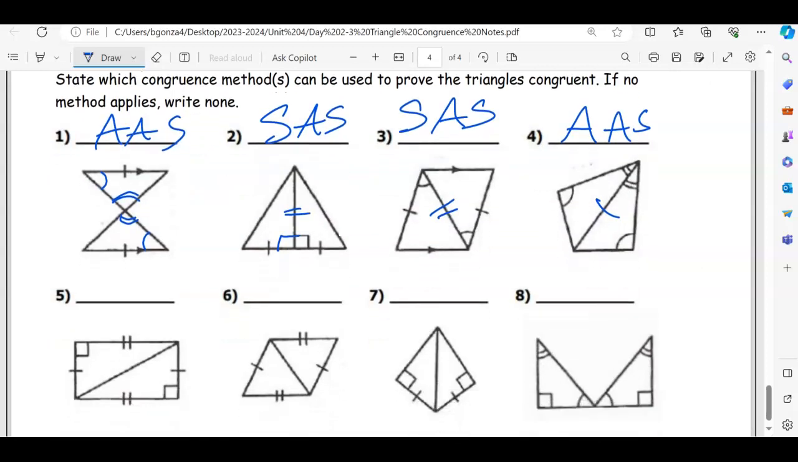Number 5. Now, number 5, you could label where they touch, but you actually don't need to because you can already see 3 things. What are these 3 things? Side, angle, side. Number 6, they're touching. Put tick marks there where they're touching. What is this? SSS.